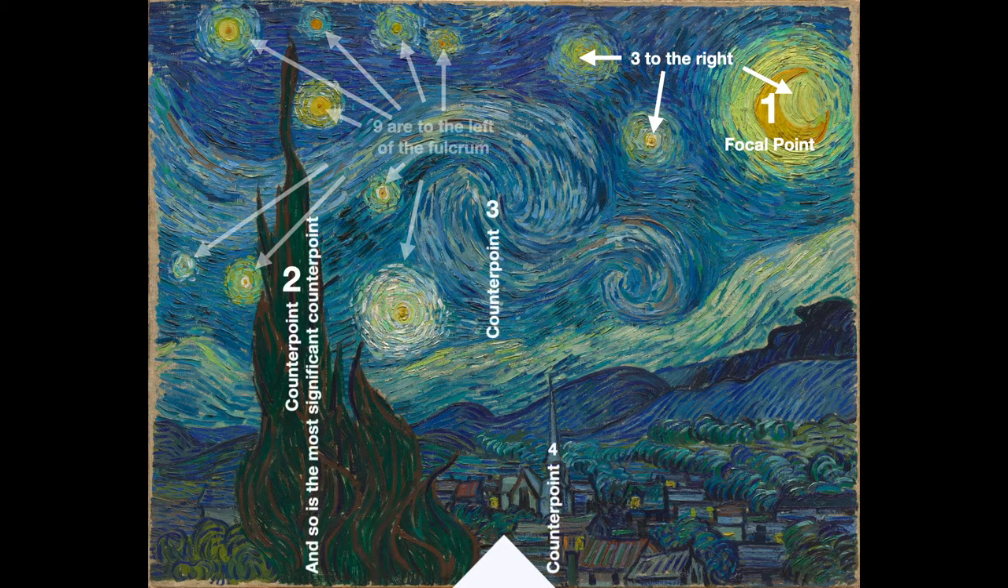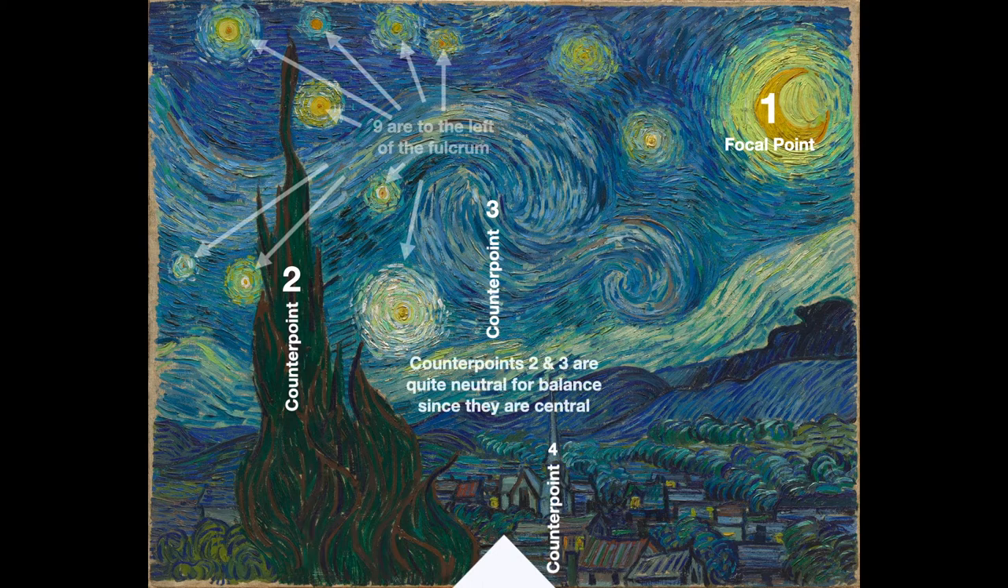So Van Gogh throws this spiring tree to the left side of the composition to help the 9 stars counterbalance the moon and its 2 stars. Counterpoint 3 and 4 don't do much in this diagram. They are near the fulcrum of the teeter-totter, and even the biggest kid in the playground can't affect much change when standing in the middle of the teeter-totter.